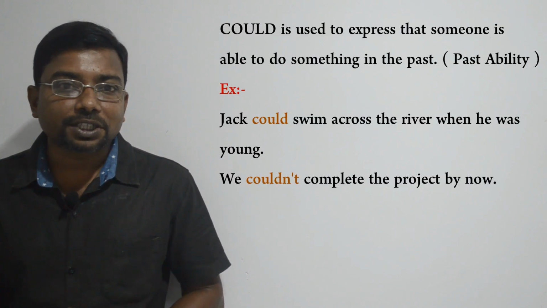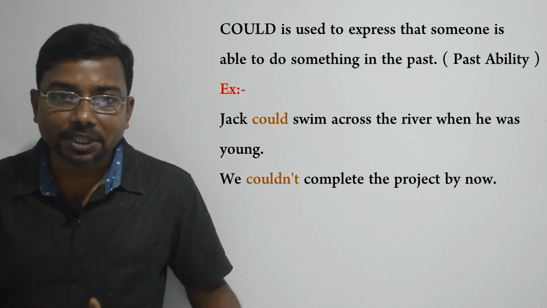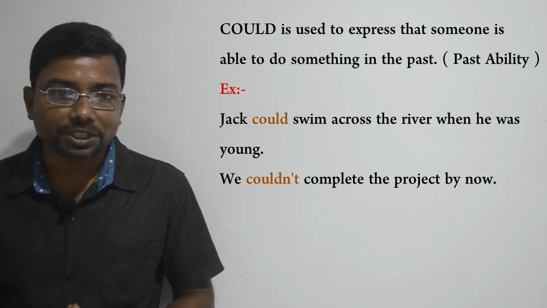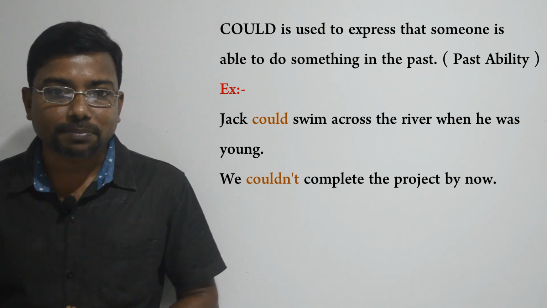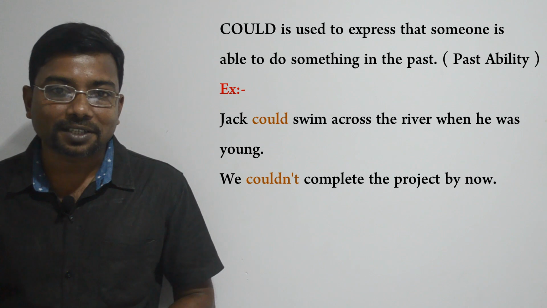Okay, now let's identify how to use could in past situations. We use could in past situations to indicate that we had the ability or inability to do something in the past. Okay, let's move on with some examples. Look at this example. Jack could swim across the river when he was young.